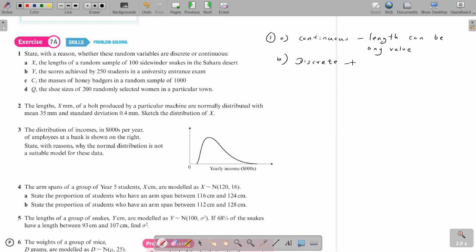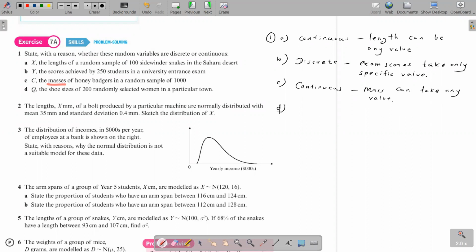And you can say why: the exam scores can only take specific values. It doesn't take every value. Okay. Then next one, the masses of honey badgers in a random sample of 1,000. The main thing we need to think here is it's the mass. So mass is definitely a continuous variable. And what's the reason? Mass can take any value.